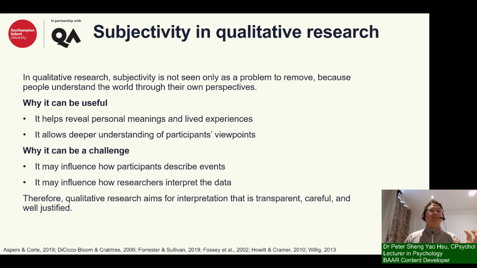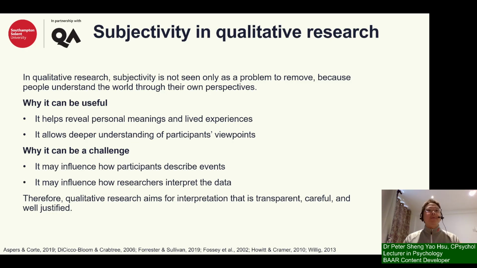In some forms of quantitative research, subjectivity is often treated as something to reduce as much as possible. For example, researchers may use standardized instruments, numerical scales, or automated measurements to limit the influence of individual interpretation. In qualitative research, subjectivity is not seen only as a problem to remove. This is because people's subjective experiences are often exactly what the researchers want to understand.